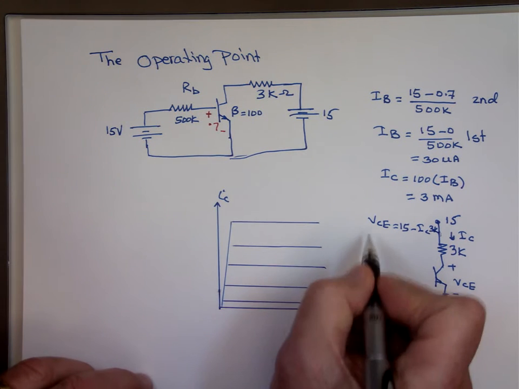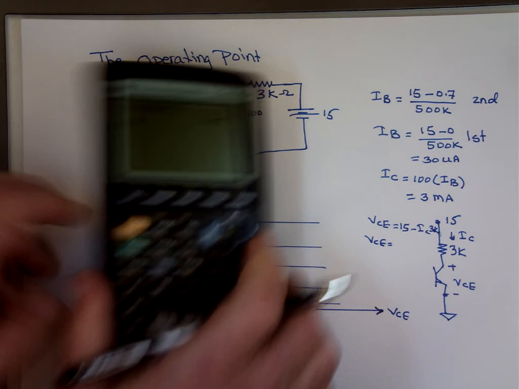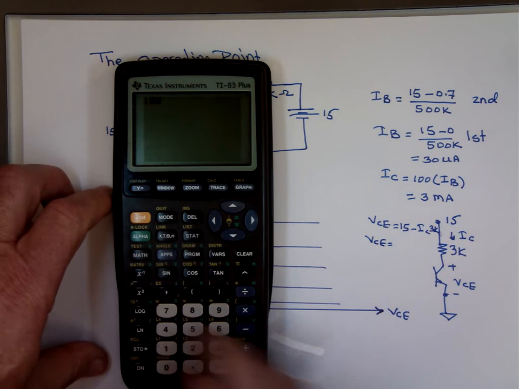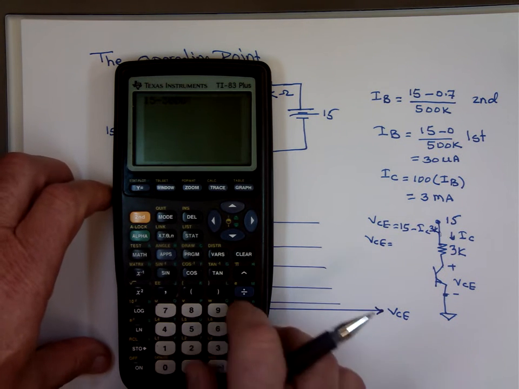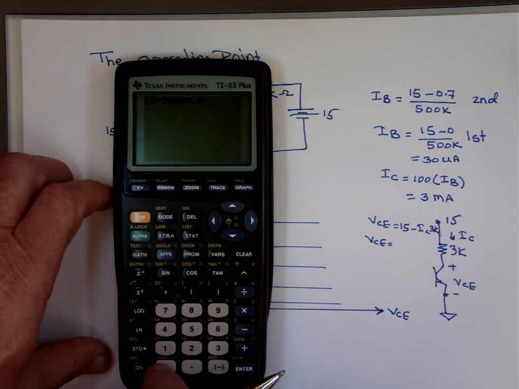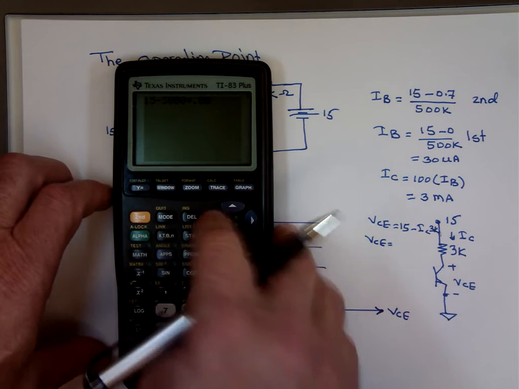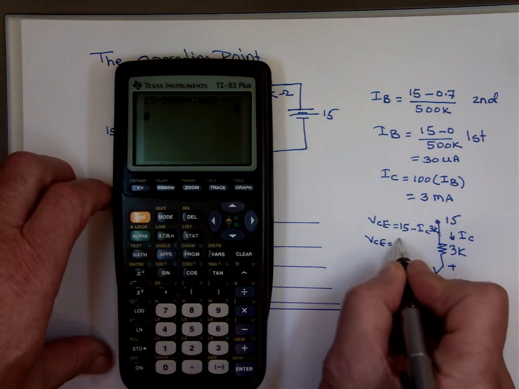So what's VCE equal to? 15 minus 3K, that's 3,000, times I sub C, which is 3 milliamp. VCE is equal to 6 volts.